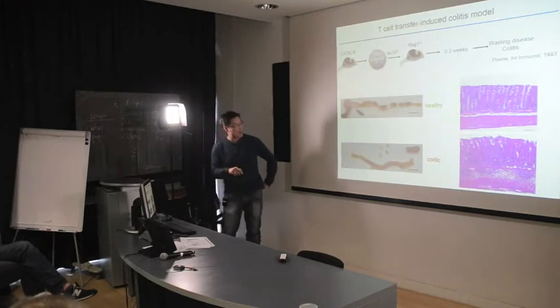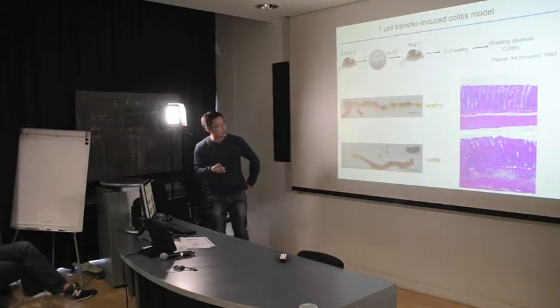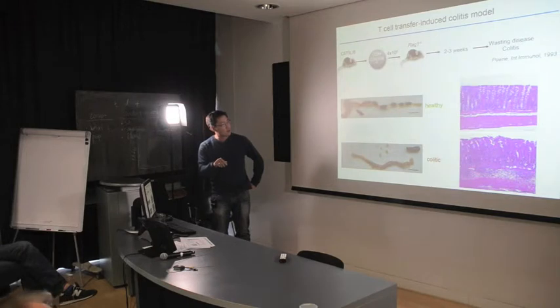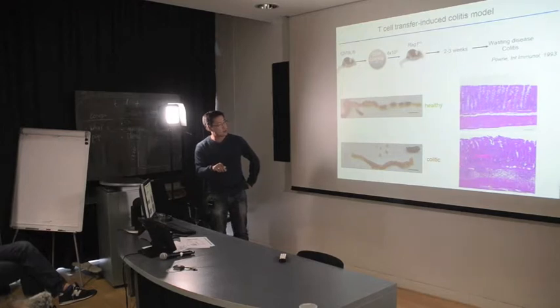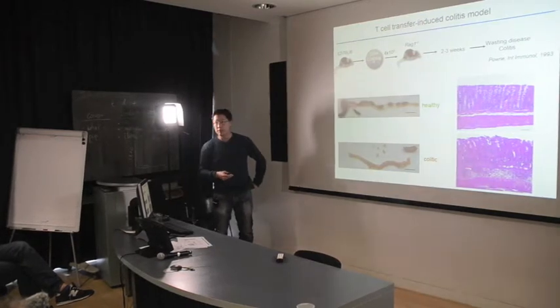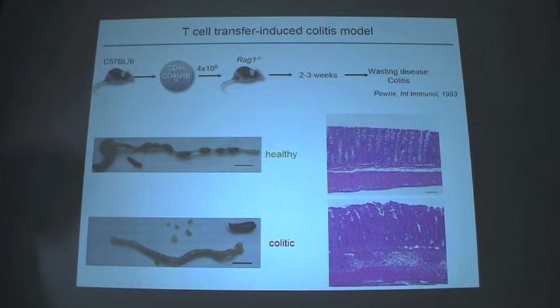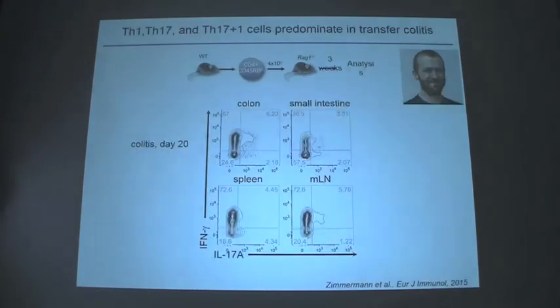diarrhea. Sorry, and if you look in the histology, you see a complete disappearance of all these goblet cells, so there's no more of these white cells. You see huge mononuclear infiltration, so these mice are really sick and the intestine is really inflamed.